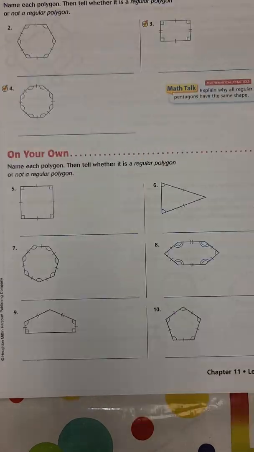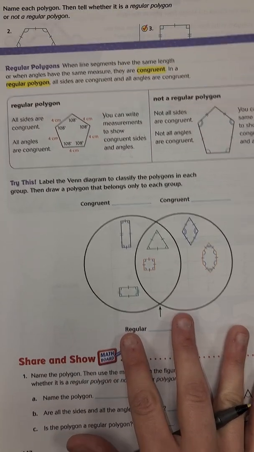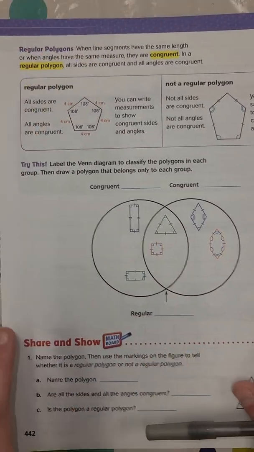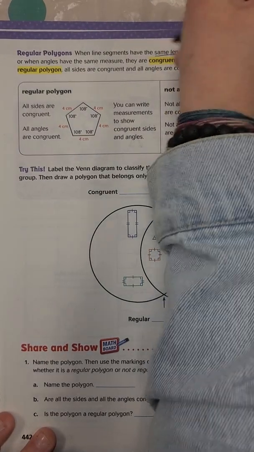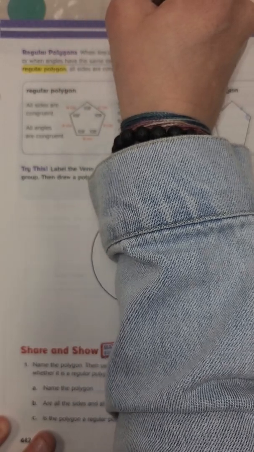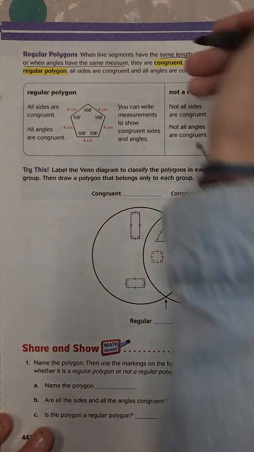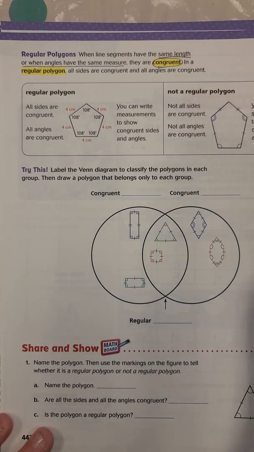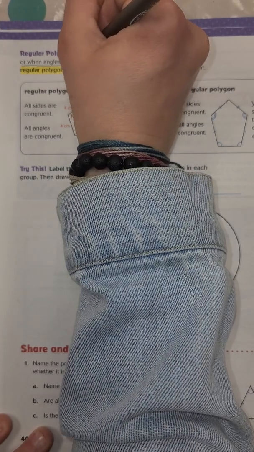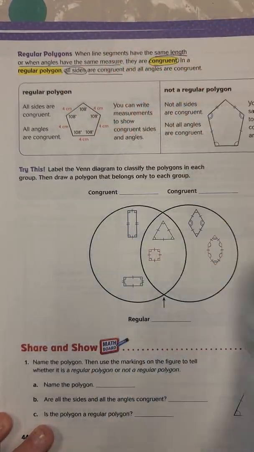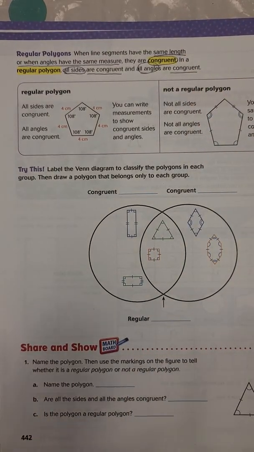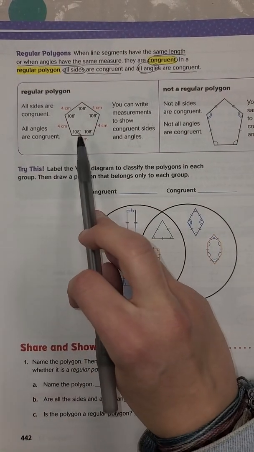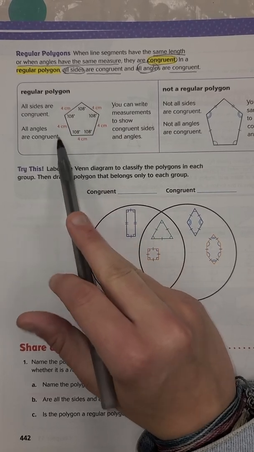All right, so let's flip over to the back. This part we're talking about regular polygons. This is when line segments have the same length or angles have the same measure, they are congruent. In a regular polygon, all of the sides are congruent and all angles are congruent. So when we're talking about a regular polygon, they give examples. All of these sides are congruent. They have the same length.